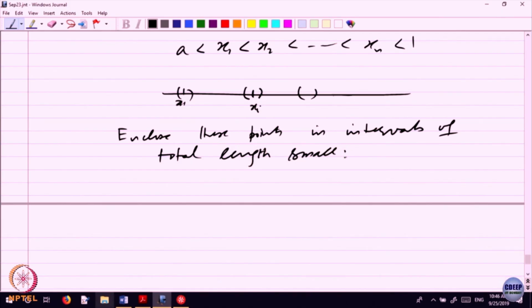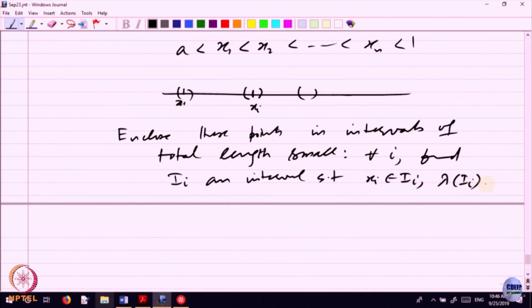So meaning what? This is all English. What is the mathematics of that? That means for every xi I find an interval I, such that xi belongs to I, the length of I is small, and the sum of the lengths of I, for i equal to 1 to n, is small.